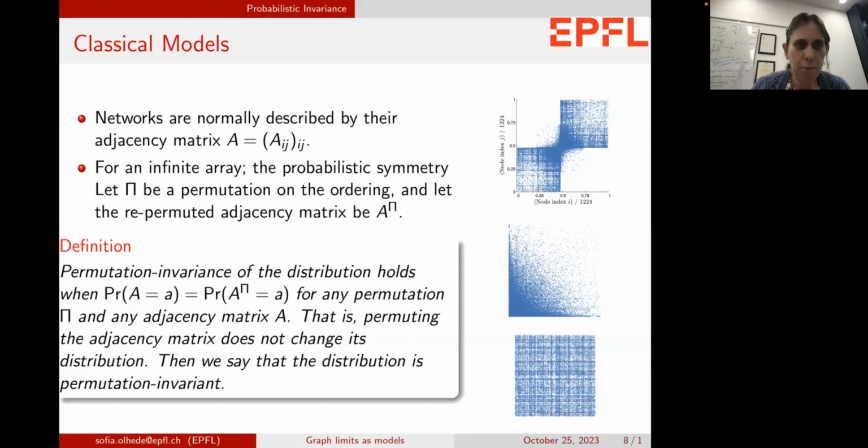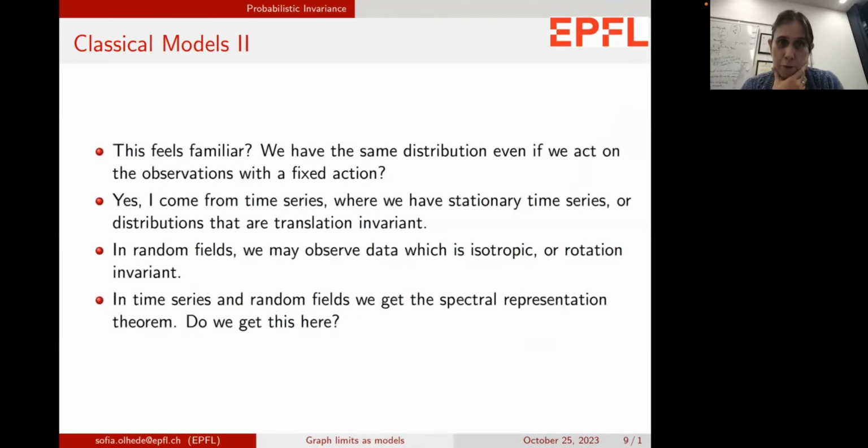So we say that permutation invariance of the distribution holds when the probability we observe a given adjacency matrix is the same as the probability we observe another. We are not saying that the adjacency matrix is the same as the permuted adjacency matrix. We see that's not true from the three plots, but basically we're saying the distributions we put on there should have this property. Then we say the distribution is permutation invariant, and usually this is achieved by having latent independent random variables. It feels a bit familiar.